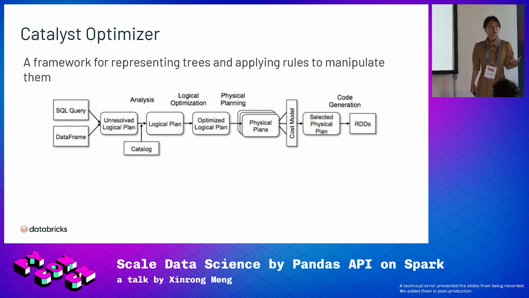So Catalyst optimizes the query plans through several stages. Analysis is to understand the plan, and we improve the plan in the logical optimization, and then transform the logical plan into an actionable physical plan in the physical planning stage. And finally, we will generate the code in the code generation stage.